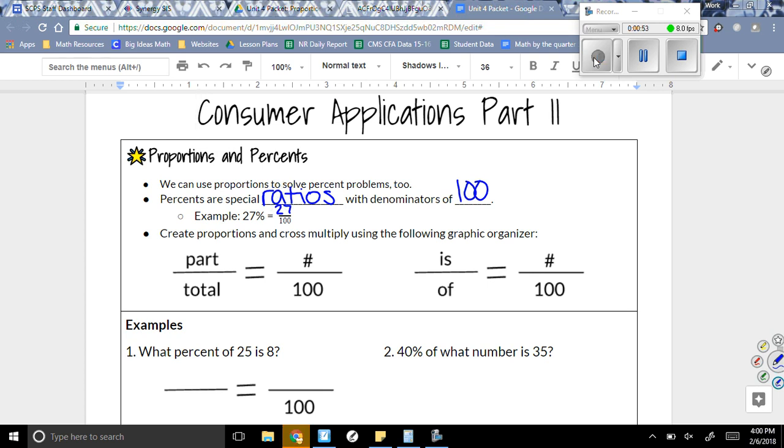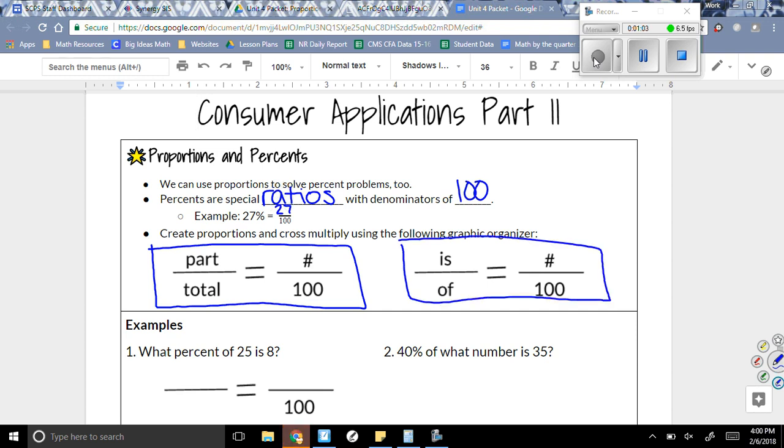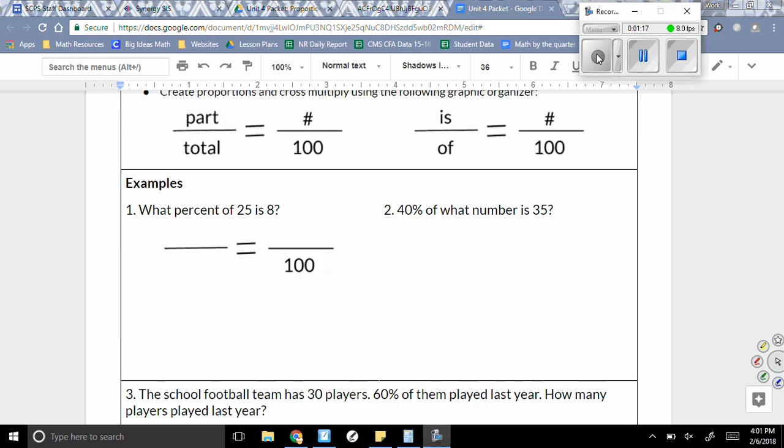So when we create proportions and cross multiply, we're going to use the following graphic organizers. So I want you to draw boxes around these. This is kind of like your cheat sheet for this part of our notes. All right, make sure that you have that because when I scroll down, you will not be able to see it anymore.